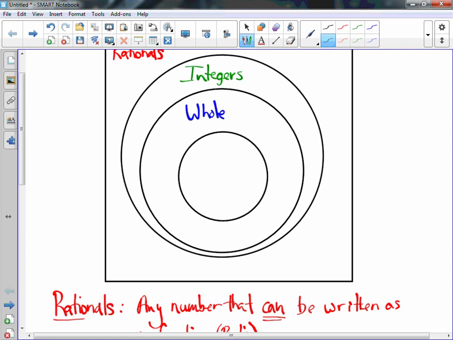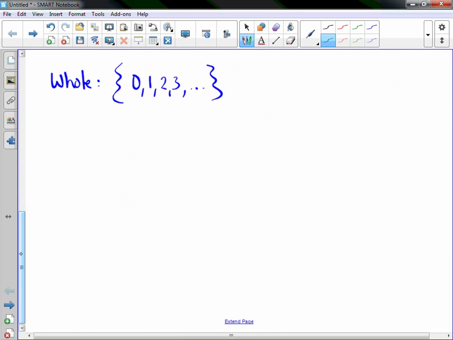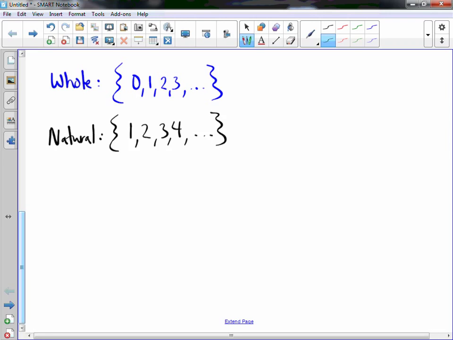The last set inside here is called the naturals. The natural numbers. They have another nickname, but they are very much similar to the whole numbers. The natural numbers are 1, 2, 3, 4, dot, dot, dot. They look almost exactly the same as the whole numbers, except they do not contain the element 0, or the number 0. The nickname for these is the counting numbers.